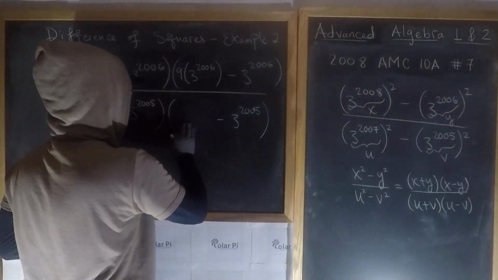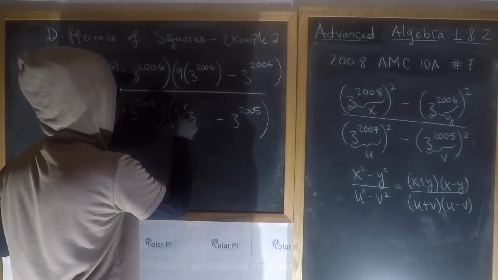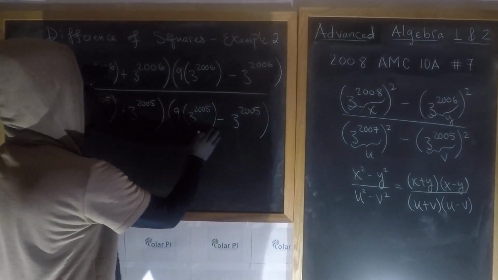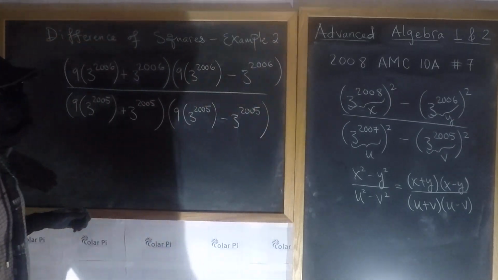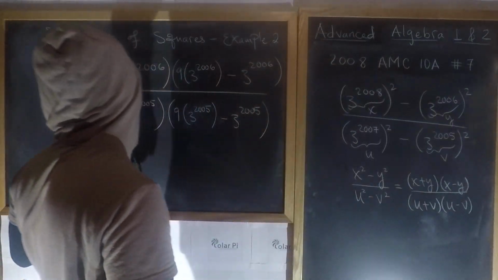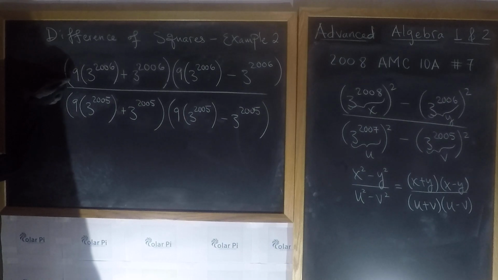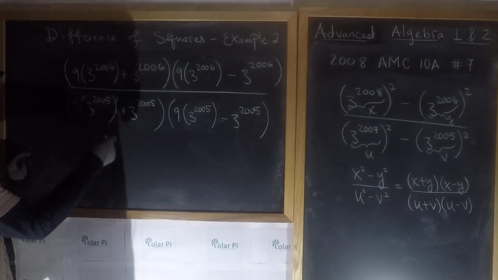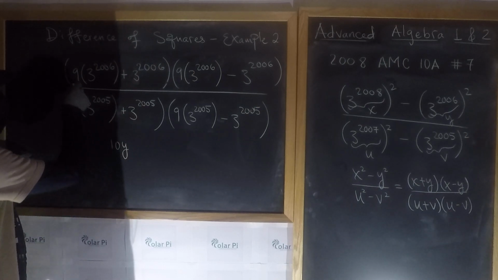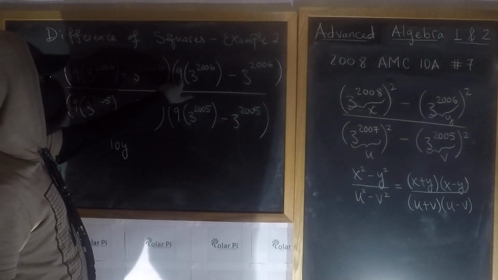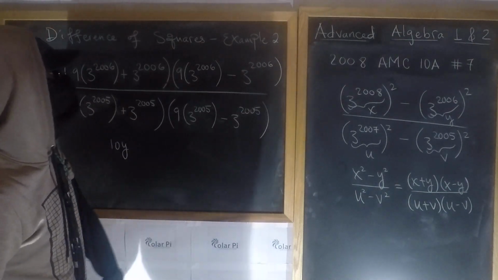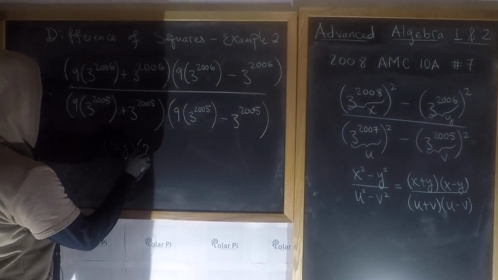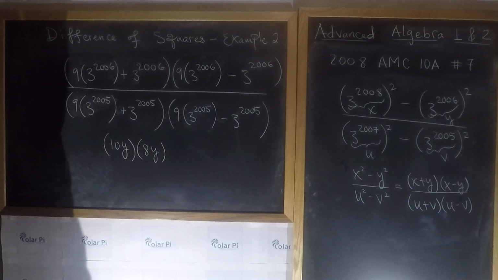And I do the same thing here, 9 times 3 to the 2005. Now, recall that 3 to the 2006 is what we said was y. So what do we have right here? We have 9y plus 1y, which is 10y. And then we've got 9y minus 1y, which is 8y. So we have 10y times 8y, that's the numerator.